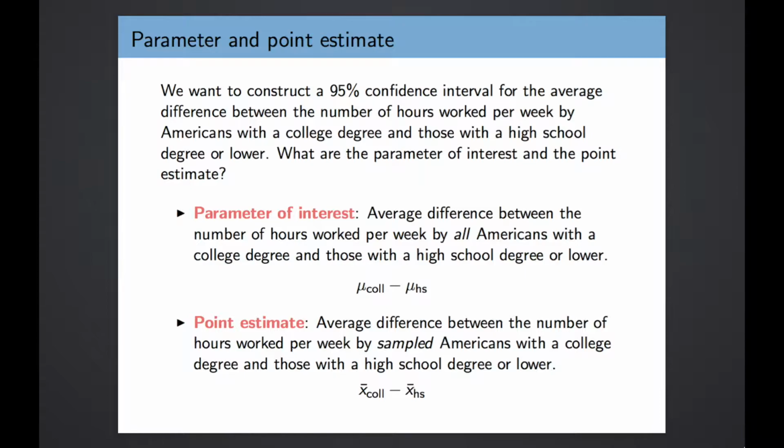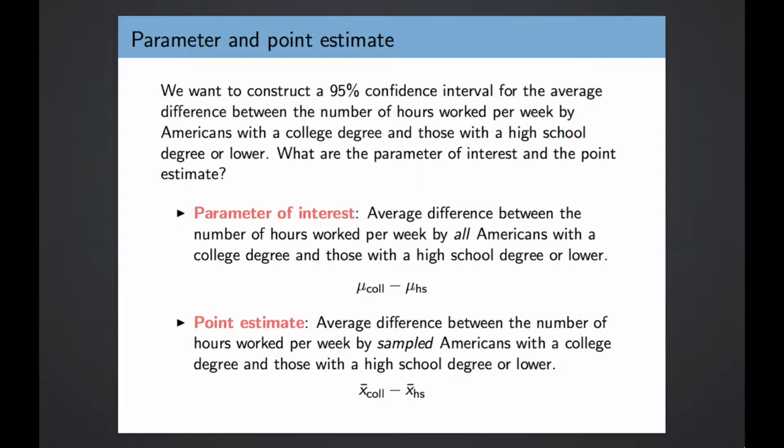So we want to have a point estimate as well as a measure of our uncertainty around that point estimate. So a 95% confidence interval is what we're going to construct. Our parameter of interest is the average difference in the number of hours worked per week by all Americans with a college degree and all of those with a high school degree or lower. So the population mean for people with a college degree minus the population mean for people with a high school degree or lower. And our point estimate is going to be drawn from our sample.